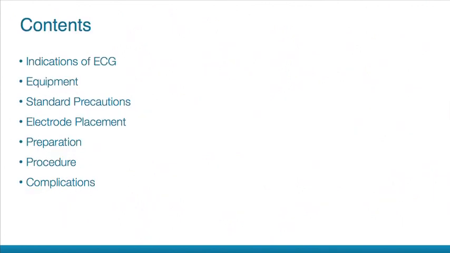We start with an overview of the indications of an ECG, choosing the correct equipment, standard precautions, anatomy of electrode placement, and the preparation required for the procedure. The procedure of an ECG is illustrated fully, and some of the possible complications are described.